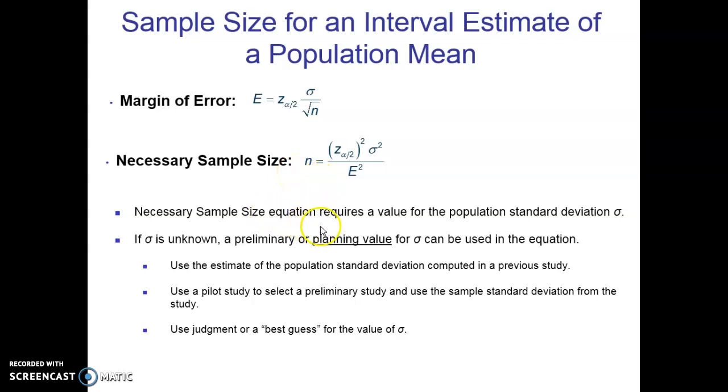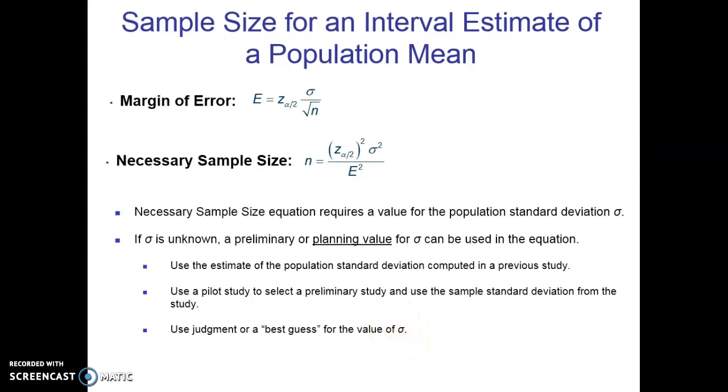The necessary sample size equation requires a value for the population standard deviation, right there. If the standard deviation is unknown, a preliminary or planning value for the standard deviation can be used in the equation. Use the estimate of the population standard deviation computed in a previous study. Use a pilot study to select a preliminary sample and use the sample standard deviation from the study, or use judgment or best guess for the value of the standard deviation of the population.